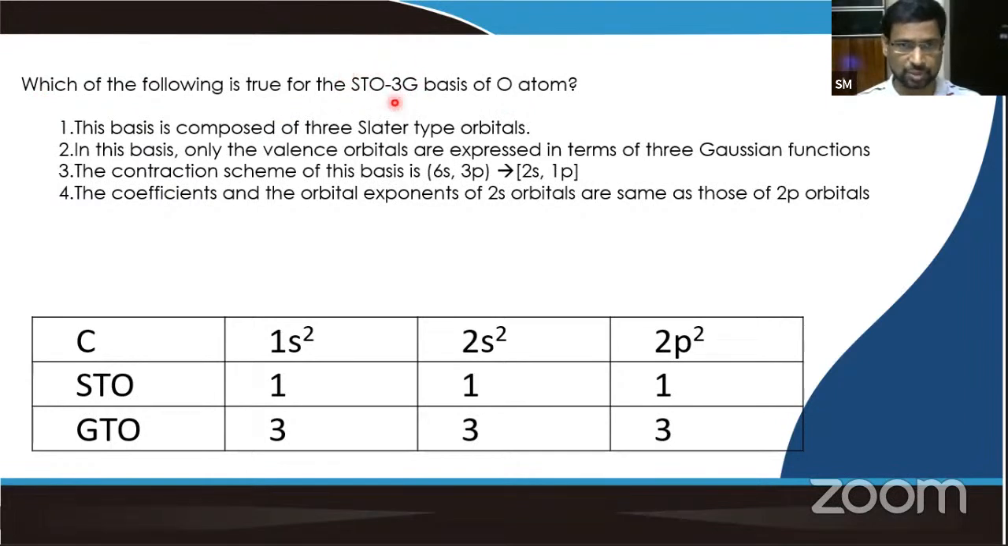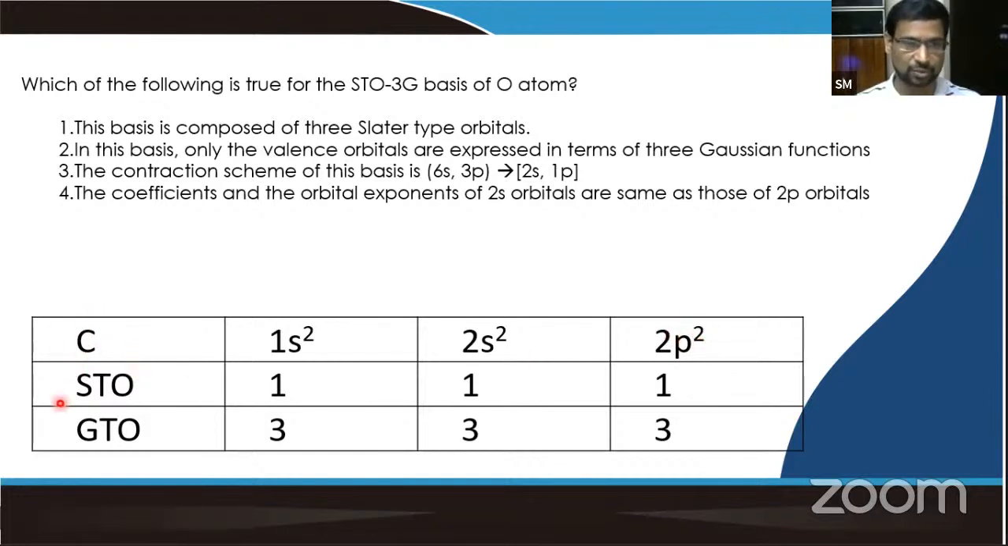If you remember, STO-3G simply means that this is a Slater type orbital, where each Slater type orbital is expressed in terms of 3 Gaussian functions. So this is STO-3G, and we are talking about the oxygen atom. Option 1 says that this basis is composed of 3 Slater type orbitals. Now let us try to find out. Whenever such a question appears, please write down the electronic configuration. This is for the oxygen atom, so this should have been oxygen, but it shouldn't matter.